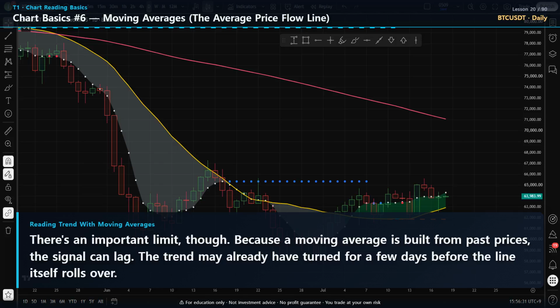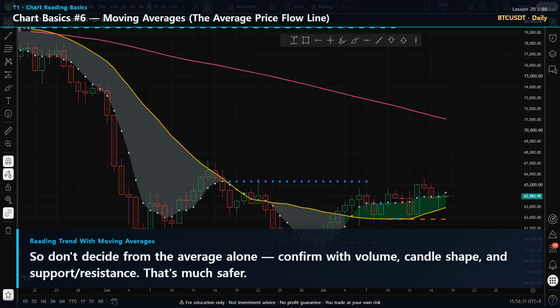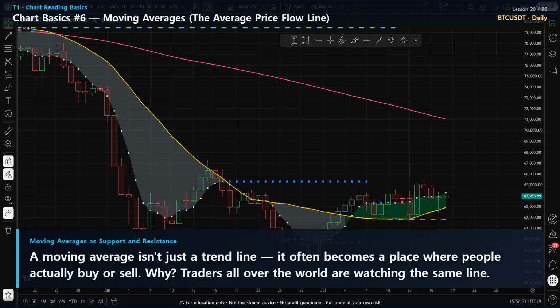There's an important limit, though. Because a moving average is built from past prices, the signal can lag. The trend may already have turned for a few days before the line itself rolls over. So don't decide from the average alone. Confirm with volume, candle shape, and support/resistance. That's much safer.